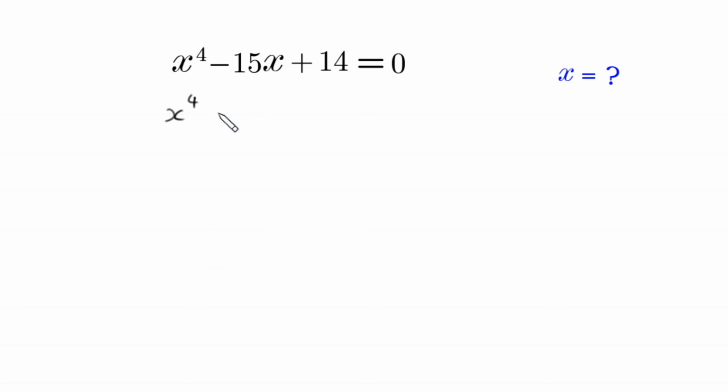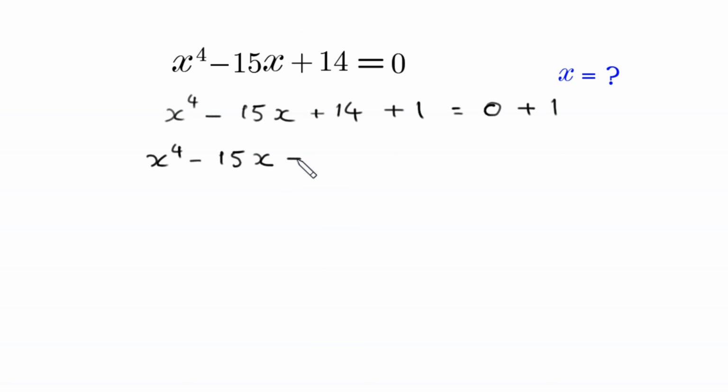x to the power 4 minus 15 times x plus 14, we add 1 to the left hand side is equal to 0, and we add 1 to the right hand side. Next, x to the power 4 minus 15 times x, this 14 plus 1 will become plus 15. And we move this 1 to the left hand side, this will become negative 1 is equal to 0.